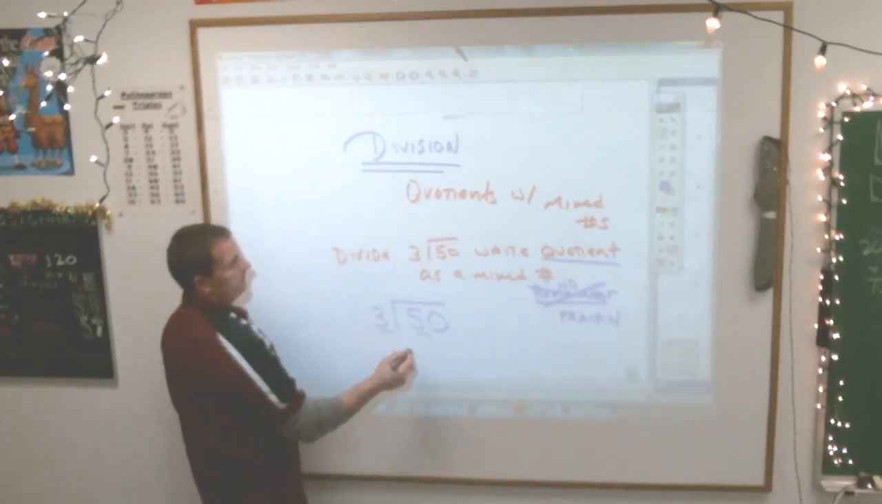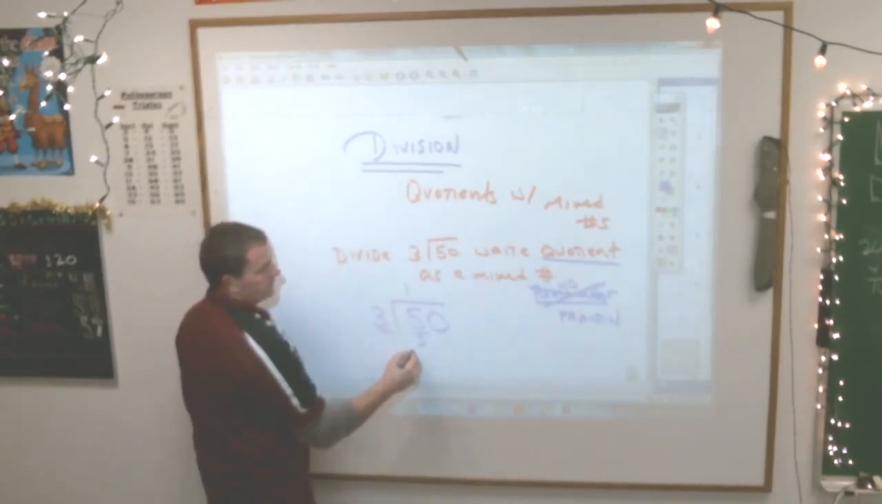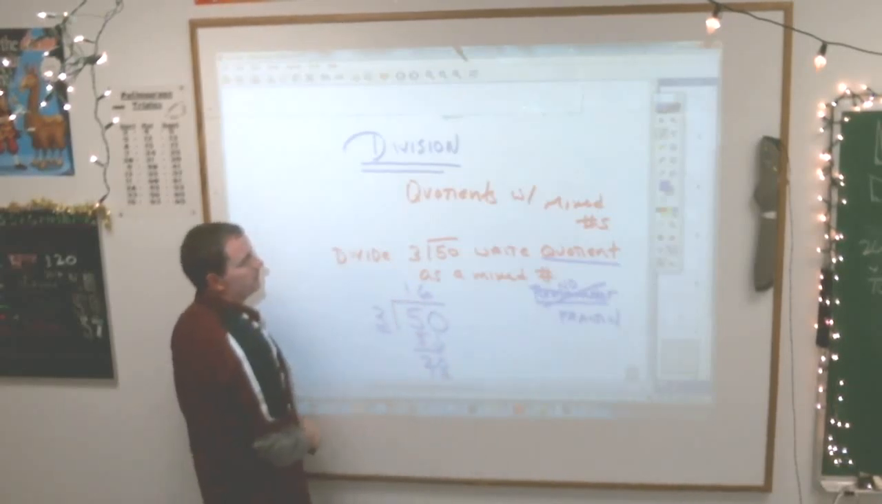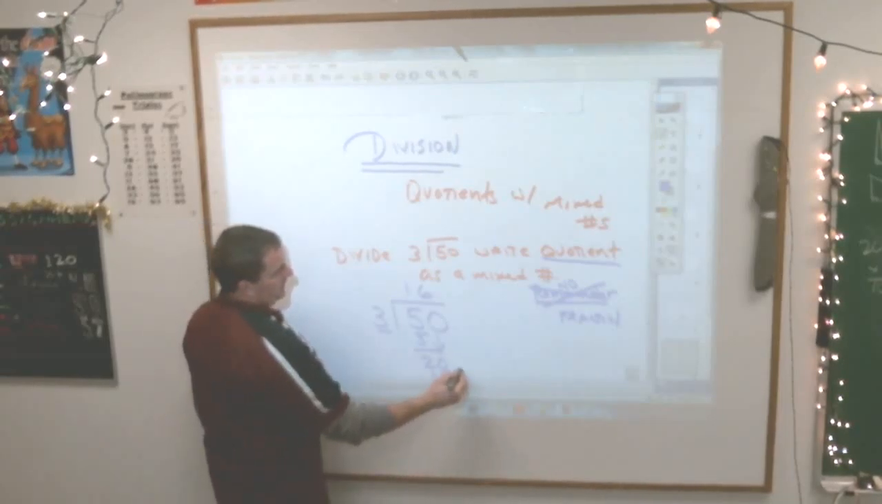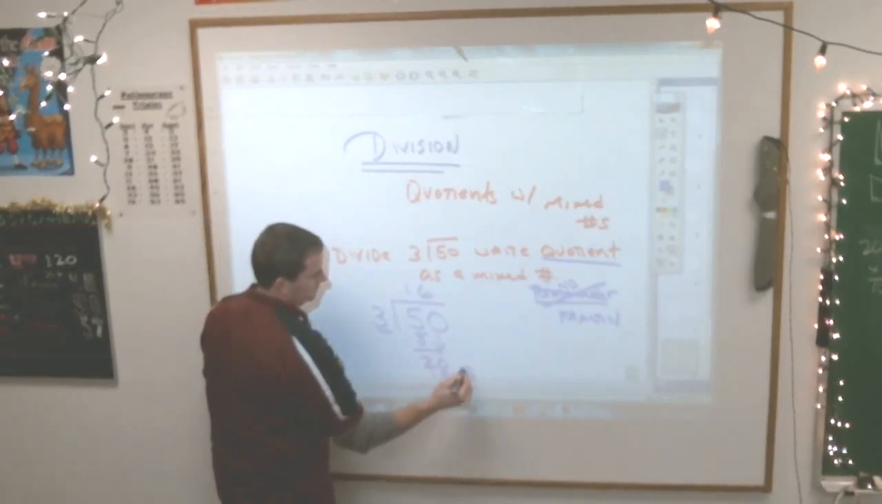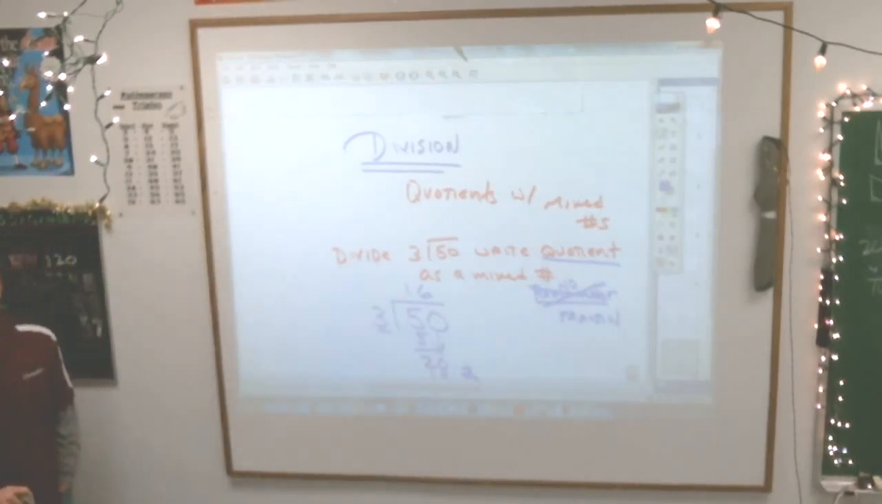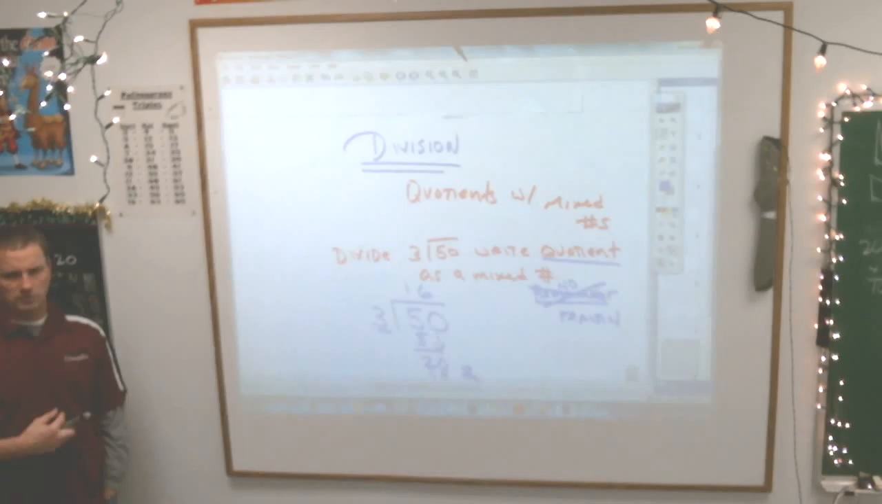If I take 3 into 50, 3 goes into 5 once. Subtract. 3 goes into 20 6 times, I get 18. There's nothing left to bring down. There is this leftover 2 here. What do I do with that leftover 2? That would be the question that, if we've done this before, you should say, yes, I know what it is. Otherwise I do have to go over it.